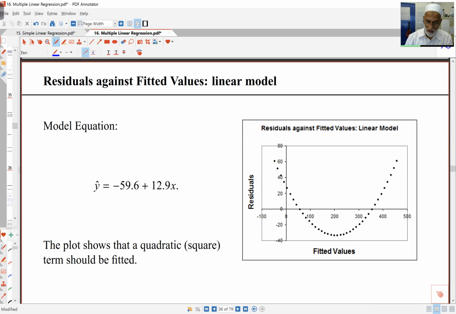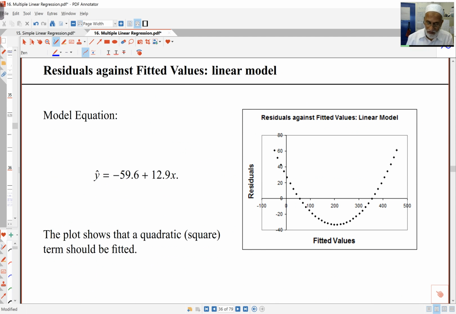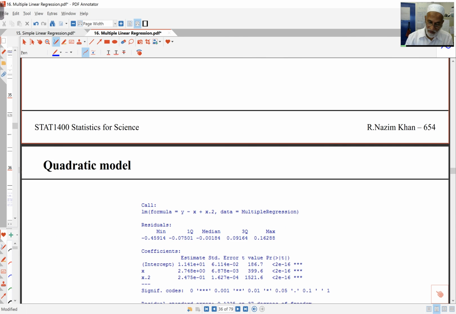So for this model over here, we fit the simple linear regression. The model equation is y equals 59.6 plus 12.9x. But the residuals against fitted values looks like this, and that indicates a squared term. So I require here in the model an x squared term.